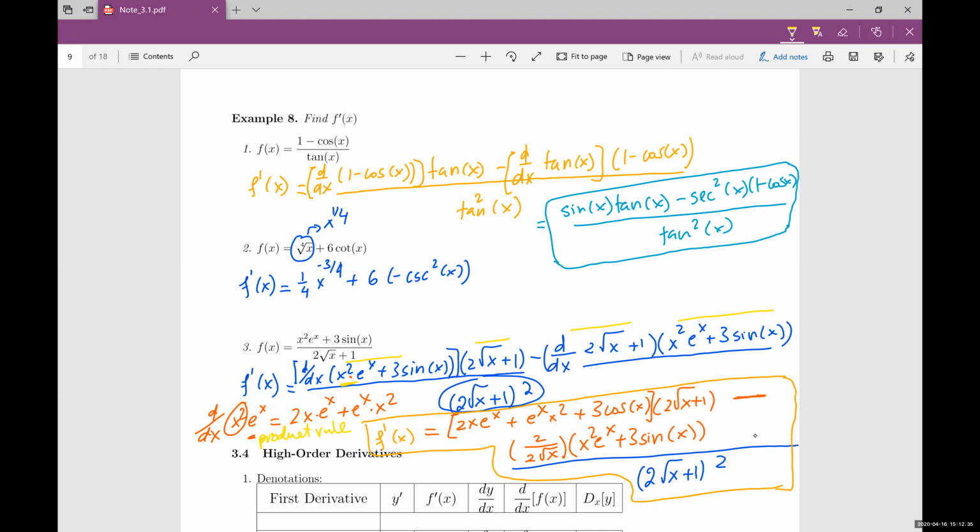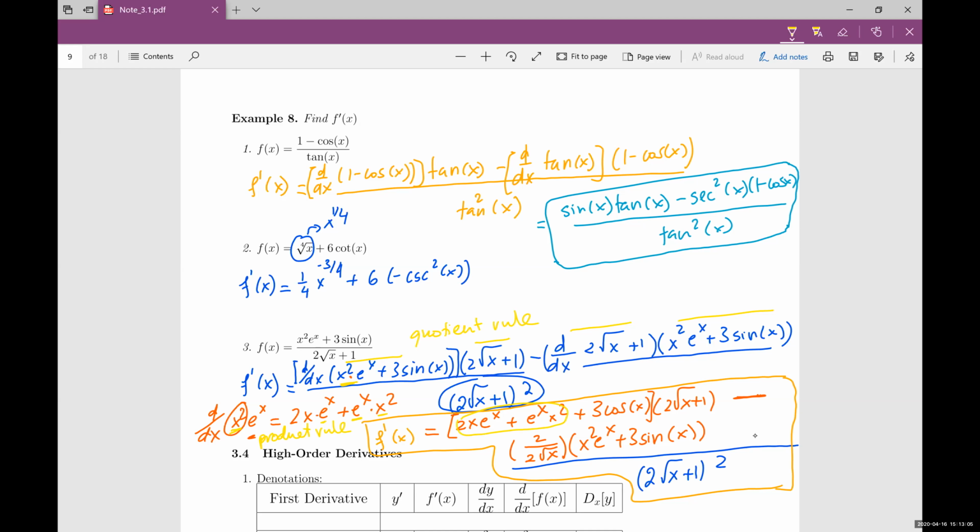Okay, and up here you use the quotient rule first. And in order to find the derivative of this, you use the product rule, saying that you take the derivative of the first function, which is 2x, multiplied to the second function, plus the derivative of the second function, which is just e to the x, multiplied to the first function. And you plug it in here, right?